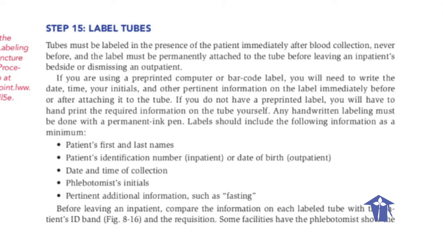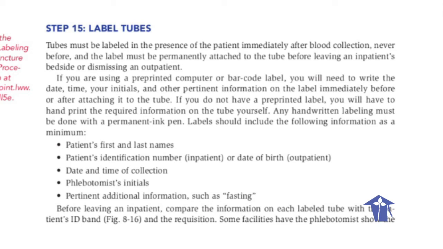And the label must be permanently attached to the tube before leaving an inpatient's bedside or dismissing an outpatient. If you are using a pre-printed computer or barcode label, you will need to write the date, time, and your initials and other pertinent information on the label immediately before or after attaching it to the tube. If you do not have a pre-printed label, you will have to hand print the required information on the tube yourself. Any handwritten labeling must be done with a permanent ink pen.